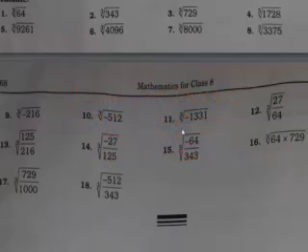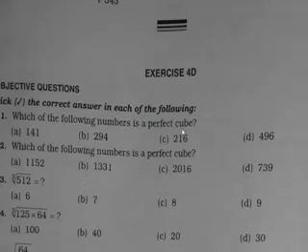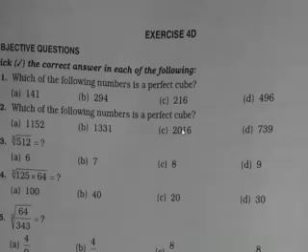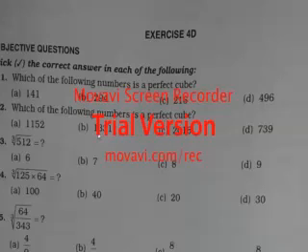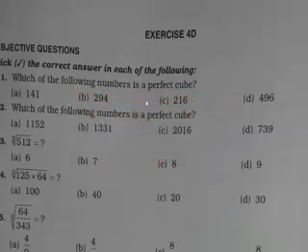Okay, now here comes exercise 4D. 4D is objective, and it's very easy. Even I can explain it orally, so I have not solved any question. Over here it has been said: which of the following numbers is a perfect cube? Of course we have done many times 6 into 6 into 6, and we got 216. So this is a perfect cube, of course. Which of the following numbers is a perfect cube?